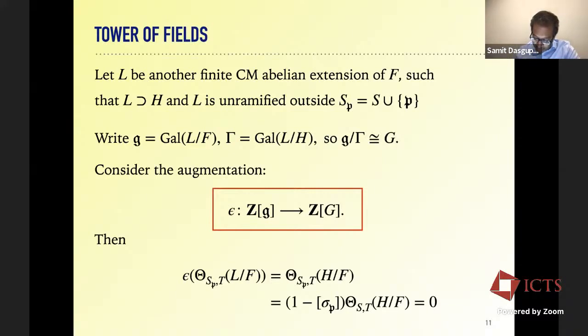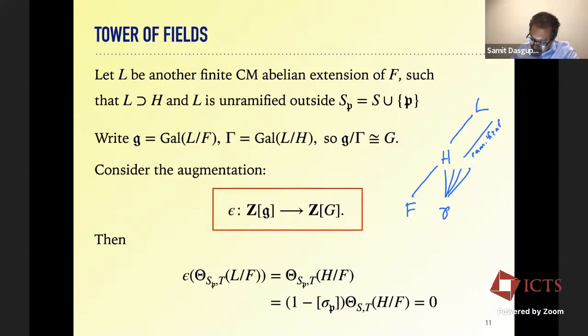So just to make a little diagram, here's F. You had your H that you started with. This is what's called the tower of fields. You have this L that's sitting above it. And again, P has to split completely here, but it's allowed to ramify. Okay, so ramification allowed.